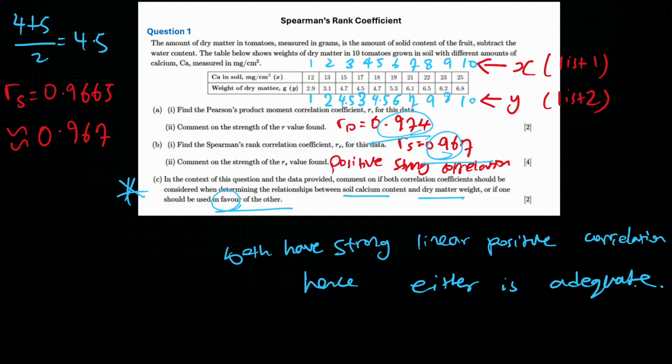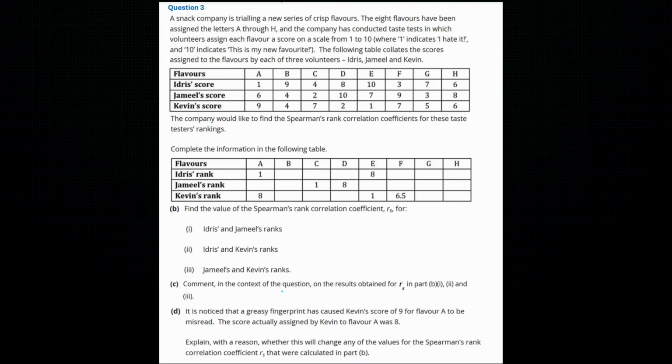When there might be a difference is if this value was non-linear. So if we got a value like 0.51, it's not very linear, right? Then it'd be better to use Spearman's, because Spearman's is not affected by whether the data is linear or non-linear. That's quite a long question, but it gives us some good comparisons that we need to make.